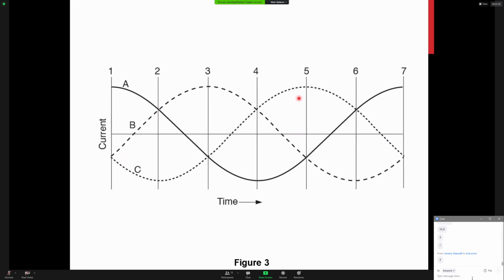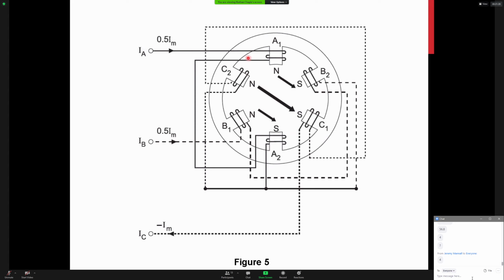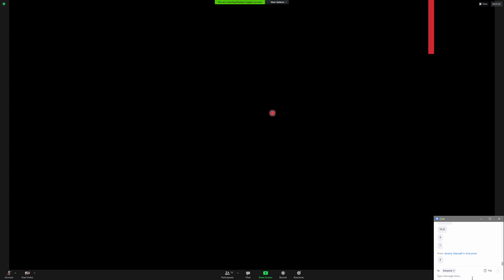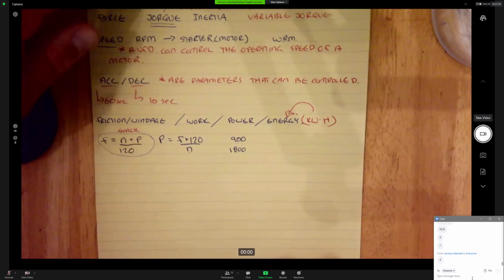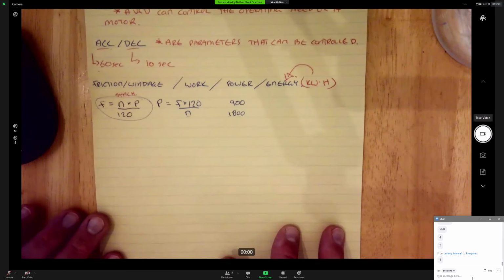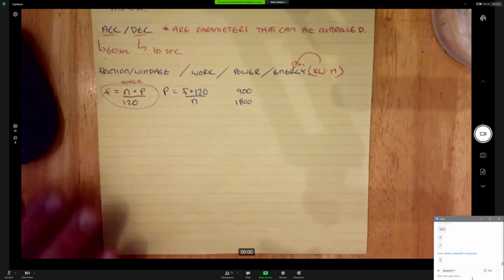So these next few slides basically just explain how we get a rotating magnetic field. So we're not going to spend any more time looking at those ones, but understand that the rotating magnetic field in a three-phase motor, we get that just with the characteristic of a three-phase motor, and that's what makes them as popular as they are.